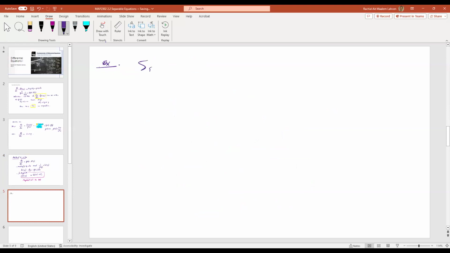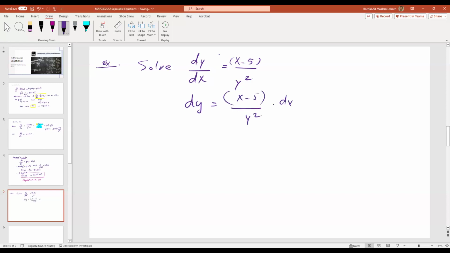All right, so solve this nonlinear differential equation. You're going to get quickly used to it. You're going to need to multiply by dx, right? Then 1 over dy, 1 over dy here. So when you multiply by dx, you're going to get dy equal x minus 5 over y squared dx.